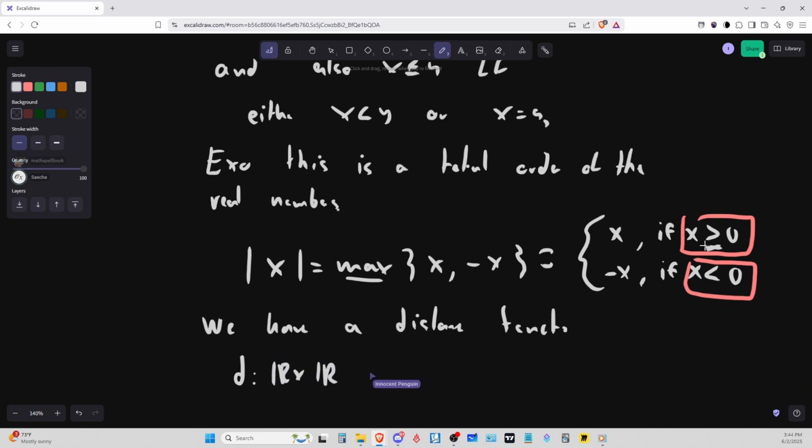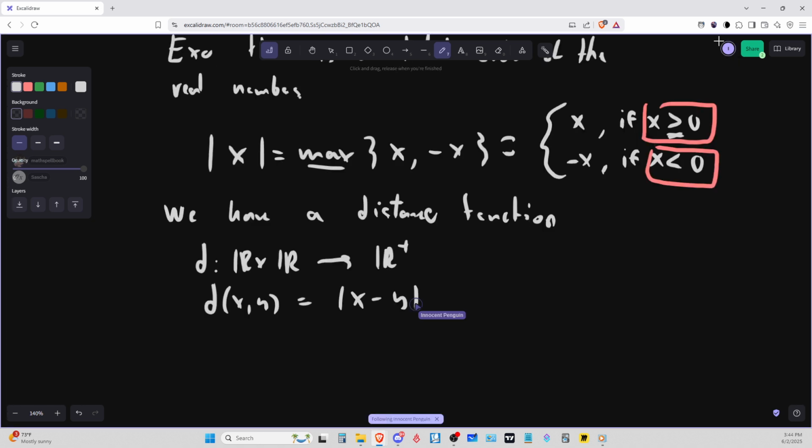It takes two real numbers and gives you a real number, a positive number, I should say. What it does is just take x and y and evaluate the absolute value of x minus y. So this is the same definition we had. Maybe I should put something like that for the Q, right? For the rational. And this turns R into a metric space.